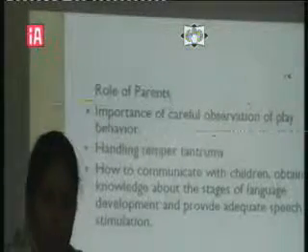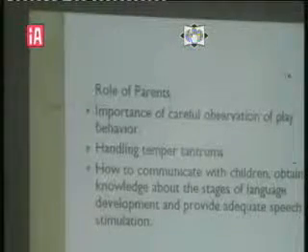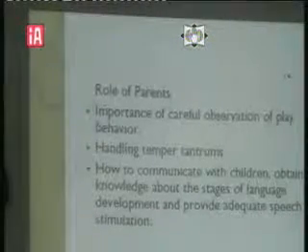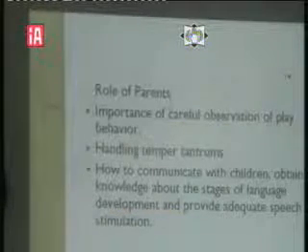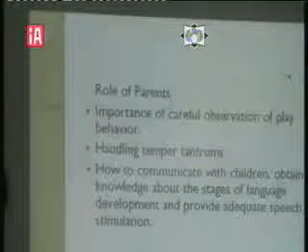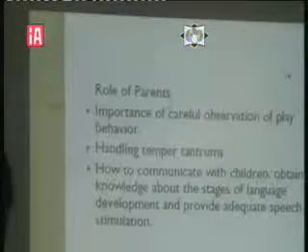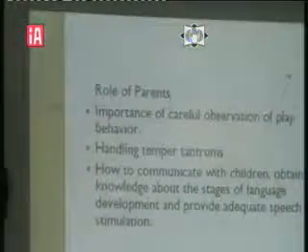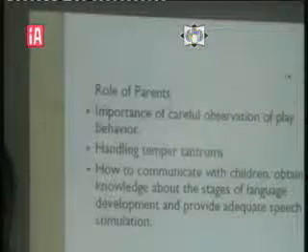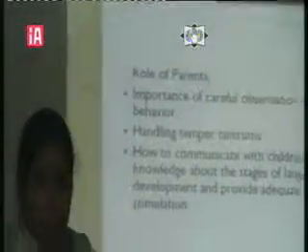Handling temper tantrums. Everybody goes through that. In my class, I had some children who got upset instantly. They would remove their zip and then they would go around showing it off. How do you handle it? I don't know. It is very difficult to handle. That's when we'll have to pull the parents in. You'll always have to pull the parents in.